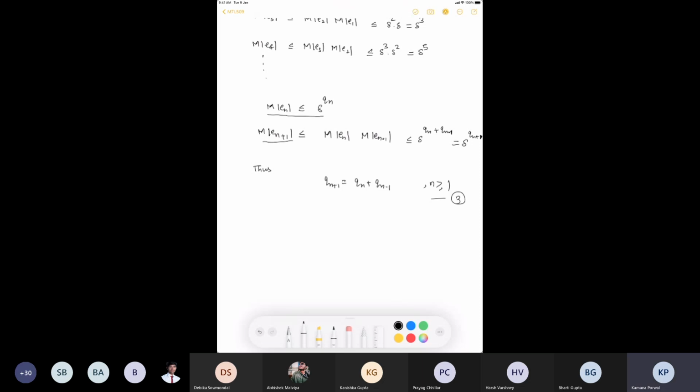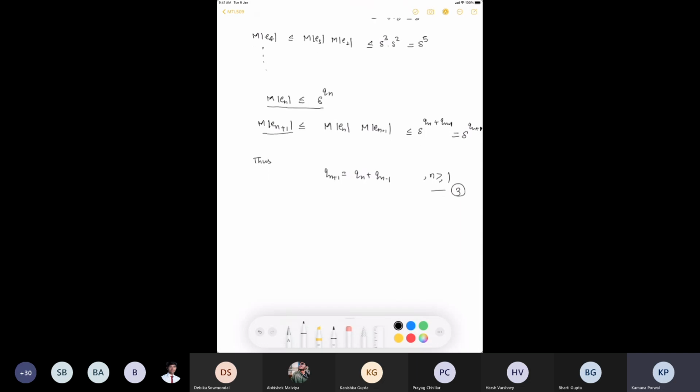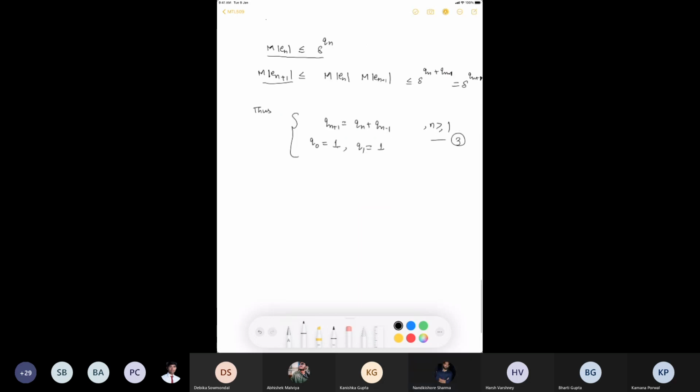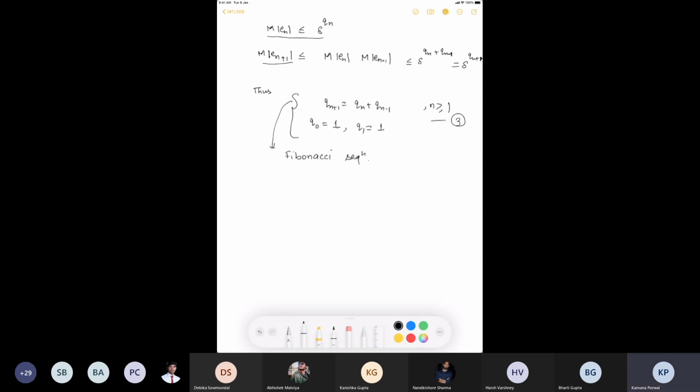So let's give it equation number 3. And what can I say about the starting values? Say if I take n equal to 1, what can I say about q0 and q1? What are these two numbers going to be? They are 1. Okay, so do you recognize this sequence? Yes, ma'am, Fibonacci sequence. So this is a Fibonacci sequence, and we have the explicit term of this Fibonacci sequence.